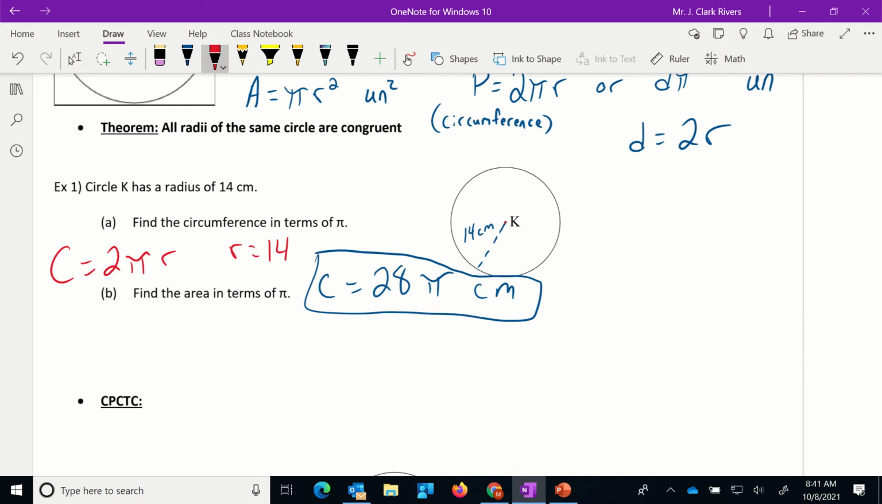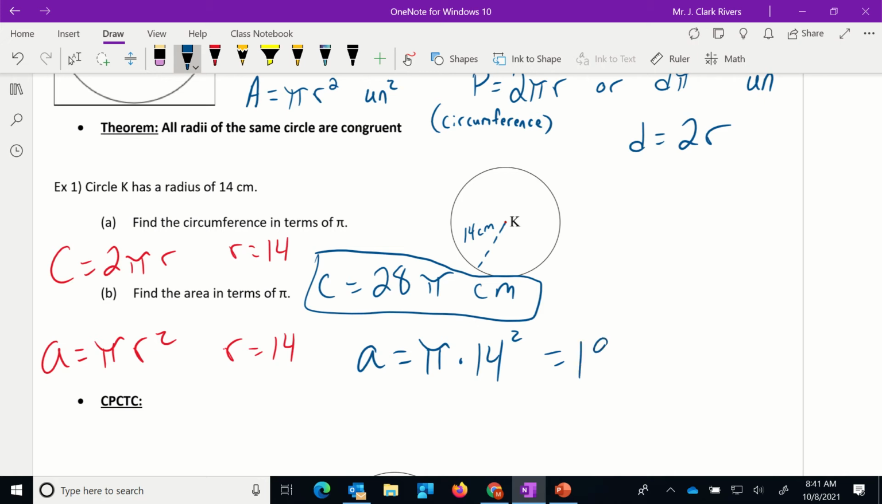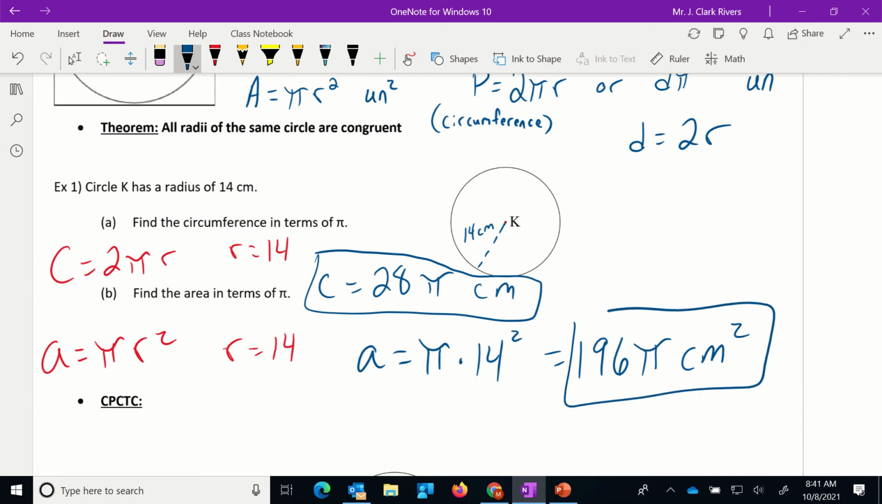Second problem here, the area. Area is equal to pi multiplied by the radius squared. So the radius is again equal to 14. So the area is equal to pi multiplied by 14 squared. People in class, help me out. What's 14 squared? 196. 196 pi centimeters squared. So there you go. There's the area of that circle as well.